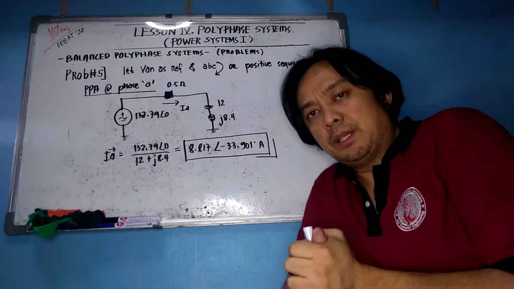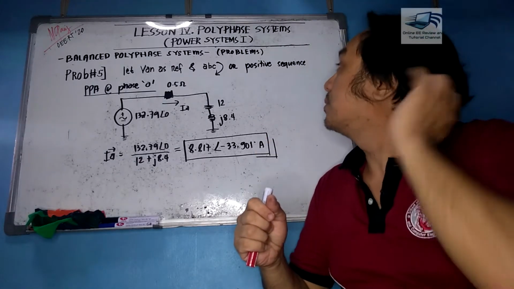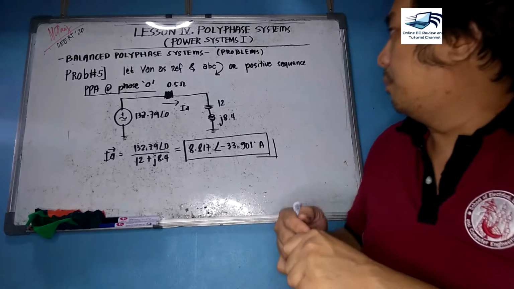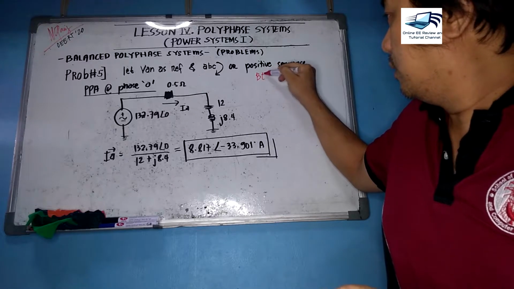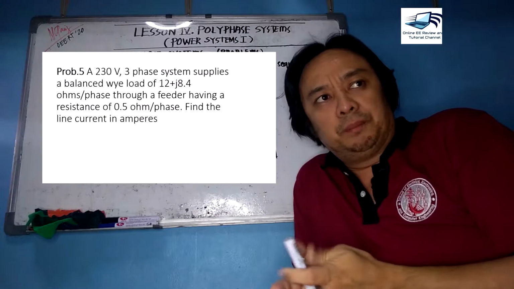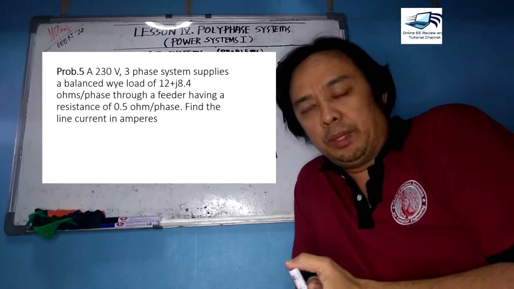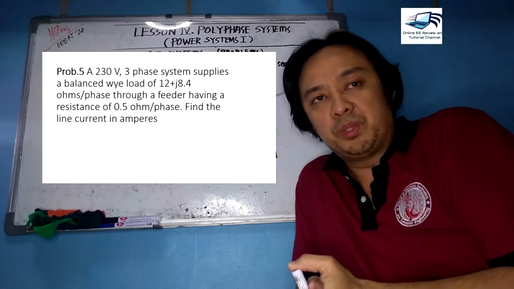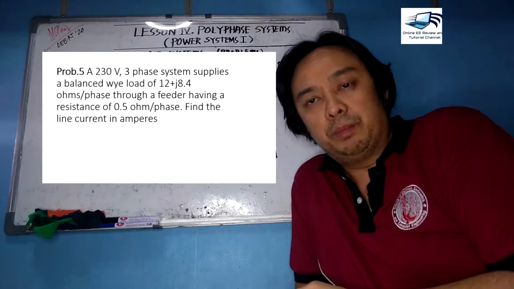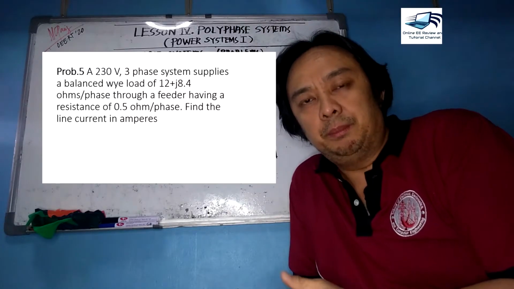Hello, let us conclude our discussion on balanced polyphase systems, and this will be our last problem, which is a board exam problem. So this is the problem. A 230 volt 3-phase system supplies a balanced Y load of 12 plus J 8.4 ohms per phase through a feeder having a resistance of 0.5 ohm per phase. Find the line current in amperes.